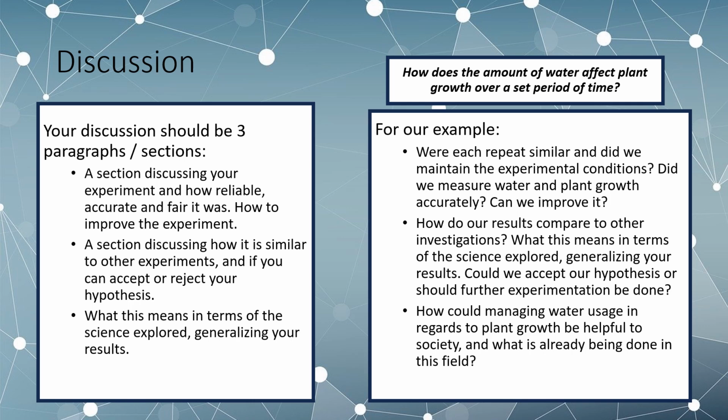Finally, we could finish off by discussing how managing water usage in regards to plant growth could be helpful to society, and what is already being done in this field, and those other experiments we discussed once again bleed into this one. As you'll see, it is a natural flow from those paragraphs, talking about your experiment and talking about what you could improve, flowing into other experiments, and then flowing back into that big picture of science that you have explored.